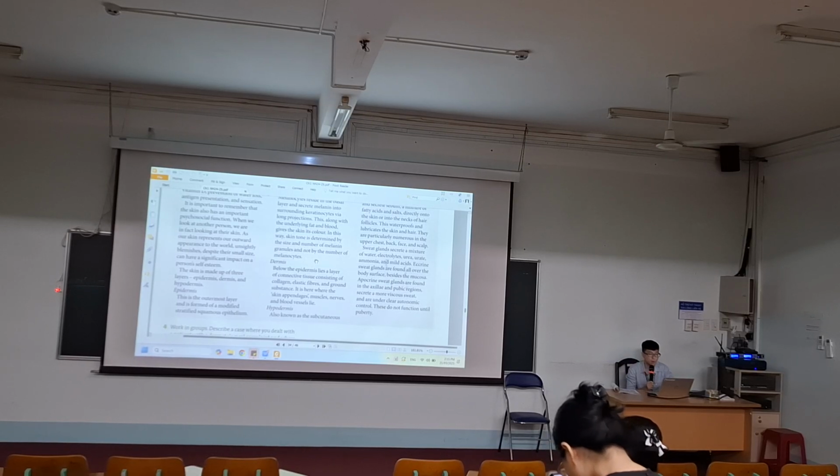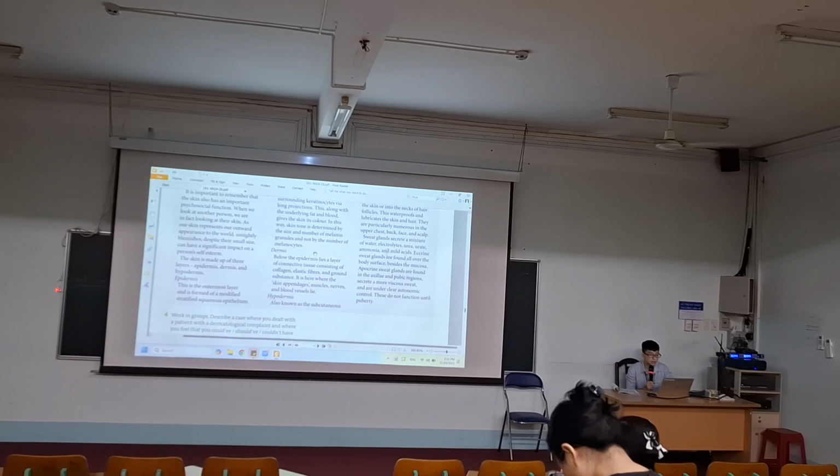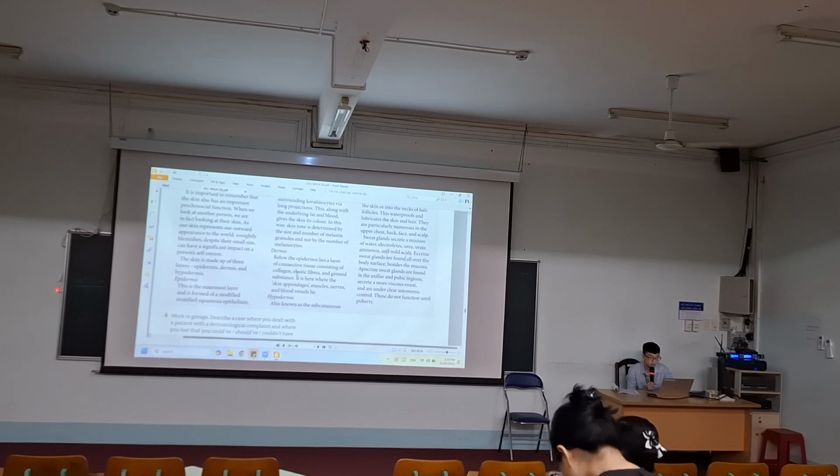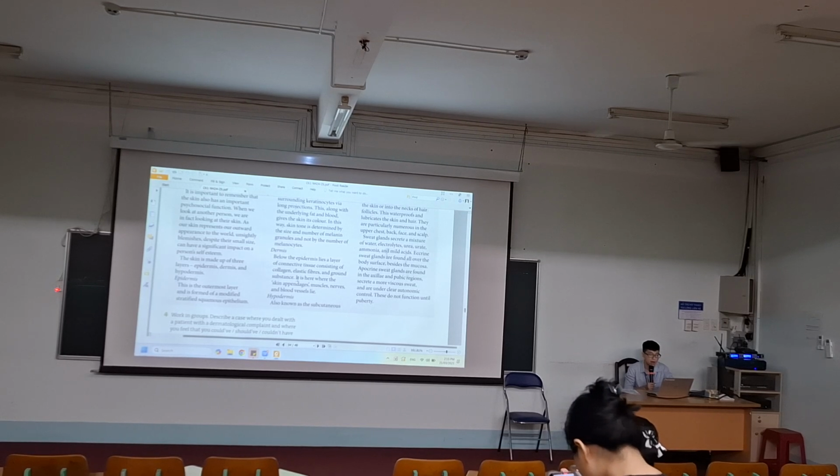Next one we have dermis. Below the epidermis lies a layer of connective tissue consisting of collagen, elastic fibers, and ground substance. It is here where the skin attaches, and muscles, nerves, and blood vessels lie.